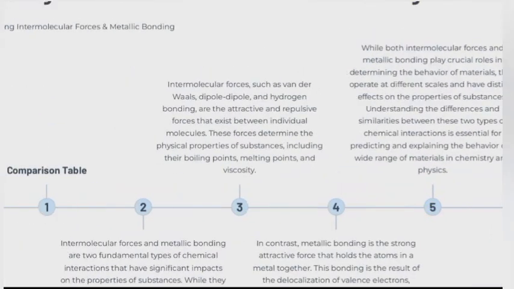So the next difference, I think it's only one difference that I wrote here, but I was trying to expand on both. While both intermolecular force and metallic bonding play a crucial role in determining the behavior of materials, they operate at different scales and have distinct effects on the properties of substances. Understanding the differences and similarities between these two types of chemical interaction is essential for predicting and explaining behavior. So the key difference between them is that intermolecular forces of attraction are both attractive and repulsive.